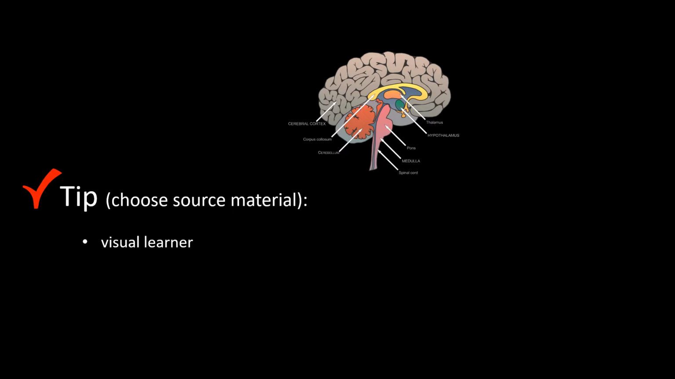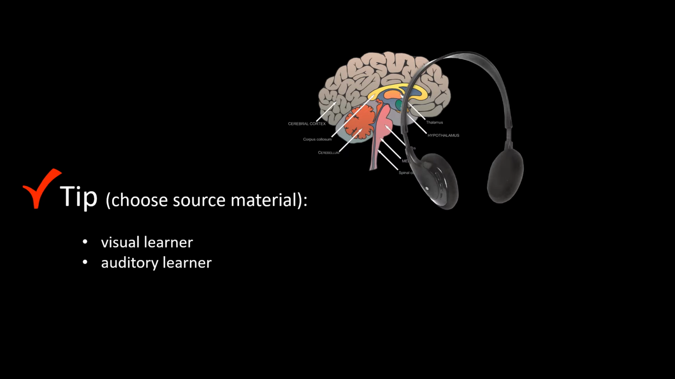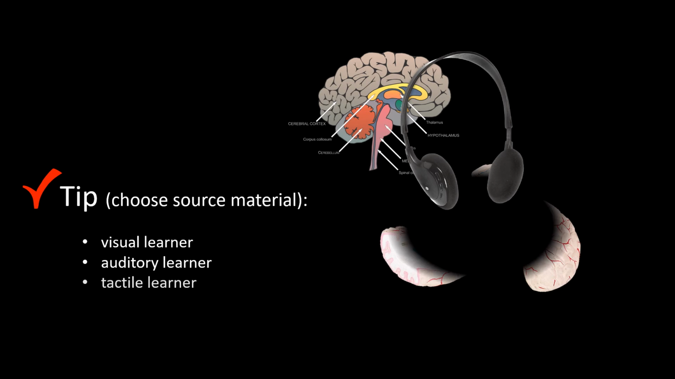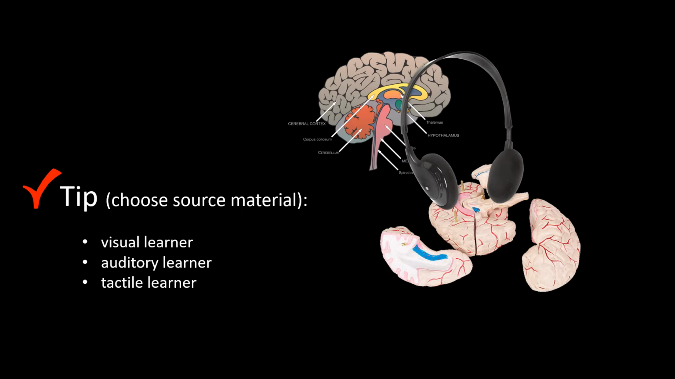Choose your source material wisely, depending on which learning style works best for you. Would you best learn about the brain with a diagram, by listening to a lecture, or handling a brain model? On the memory test, did you remember book, which had a picture, or leaf, which had a sound?